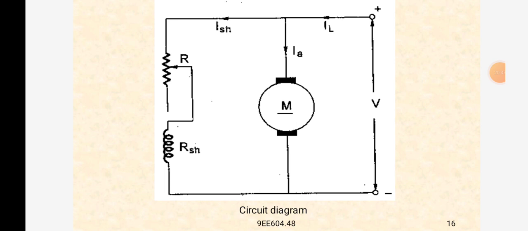When R is increased, the shunt current ISH will decrease, which causes the flux to decrease. Consequently, the motor runs above the normal speed. If the resistance decreases, the speed will decrease.